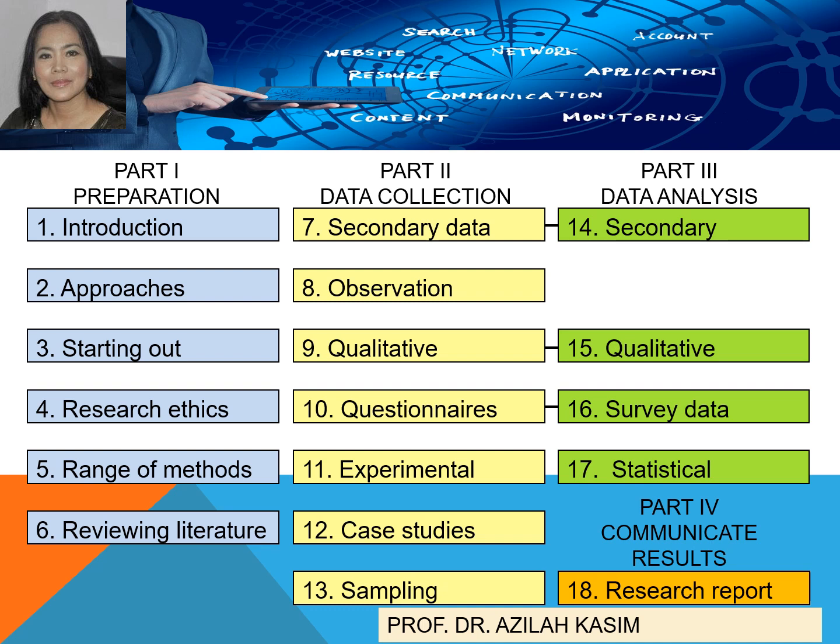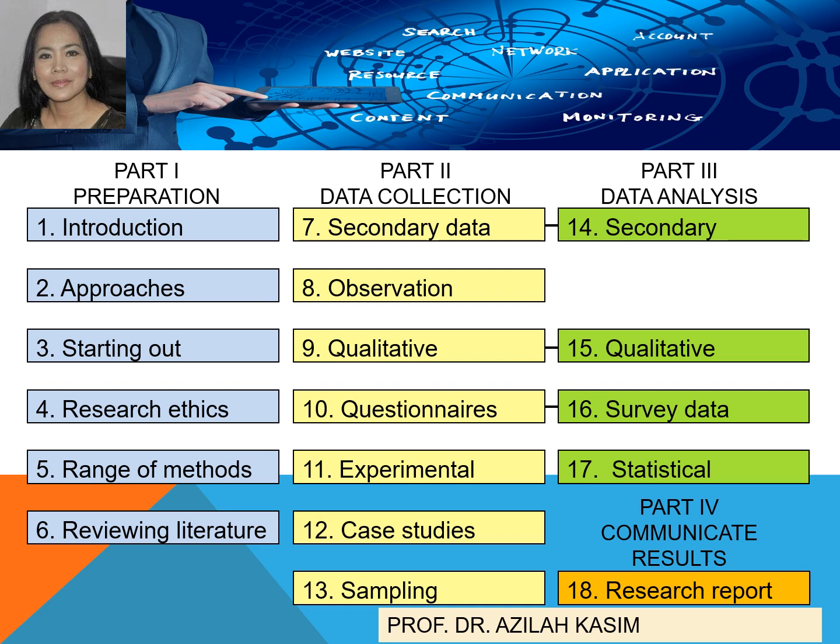In this whole subject that we will be looking at throughout this semester, we will be looking at all the concepts within these three dimensions of research. We will be looking at some introduction about research, approaches in research, how do we start out, issues related to research ethics, the range of methods that are out there, and things that we have to know about reviewing the literature. Then we look at the phase of data collection, where we'll look at the secondary data, observation, qualitative, questionnaires, experimental data, case studies, and sampling.